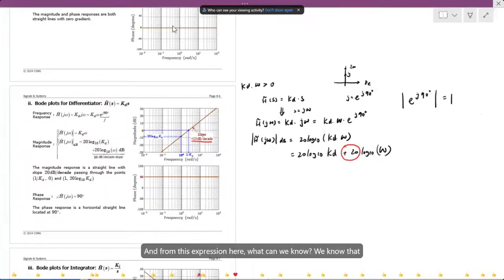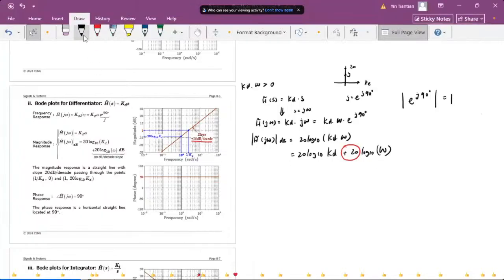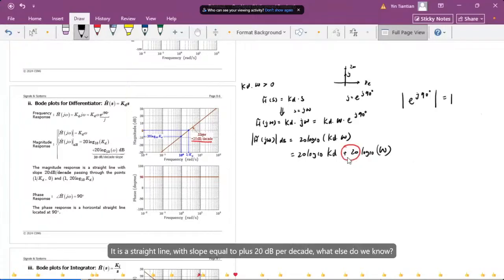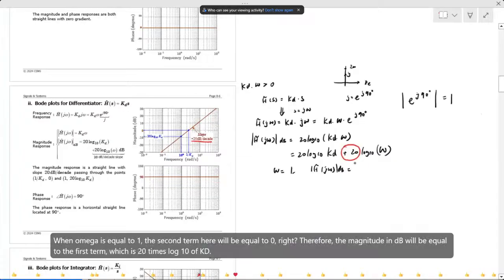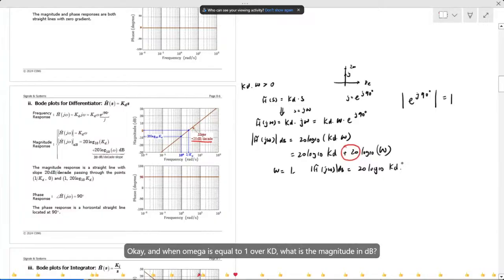And from this expression here, what can we know? We know that it is a straight line with slope equal to plus 20 dB per decade. What else do we know? So here, when omega is equal to 1, what is the value of the magnitude in dB? When omega is equal to 1, the second term here will be equal to 0, right? Therefore, the magnitude in dB will be equal to the first term, which is 20 times log 10 of KD.